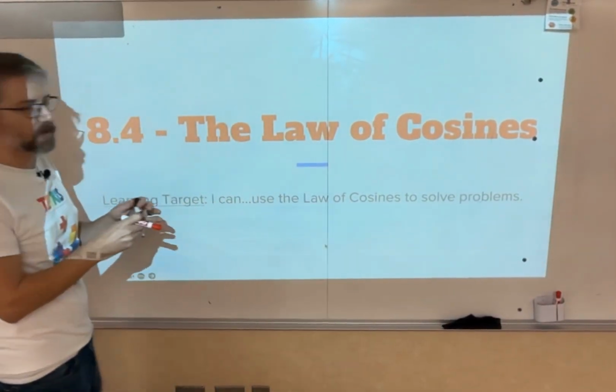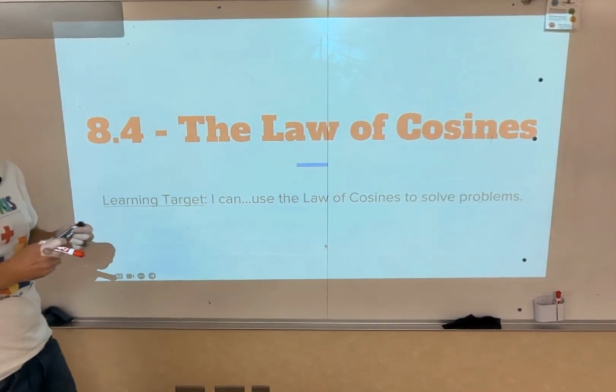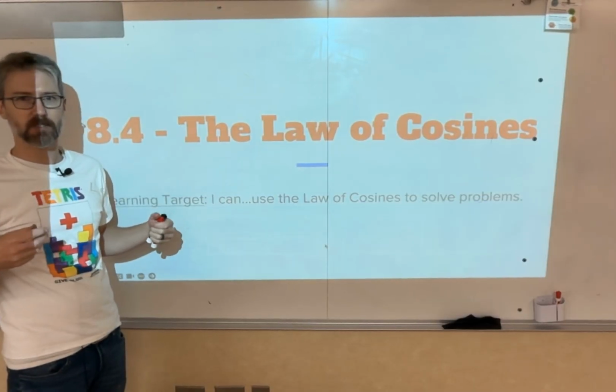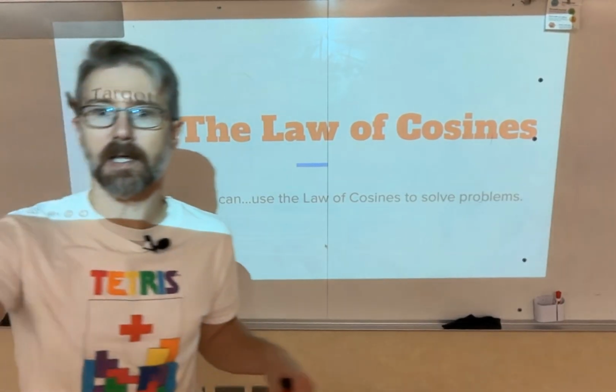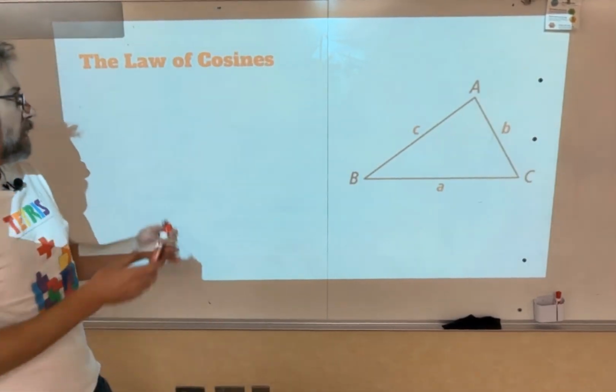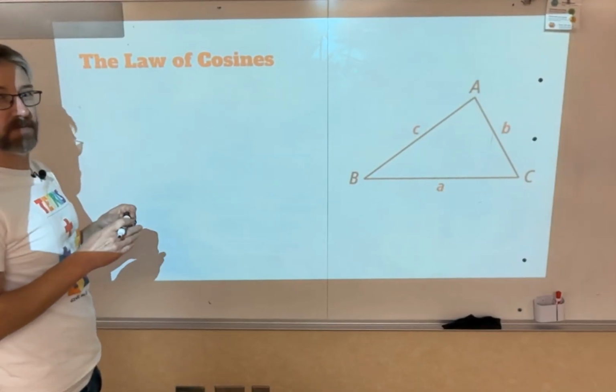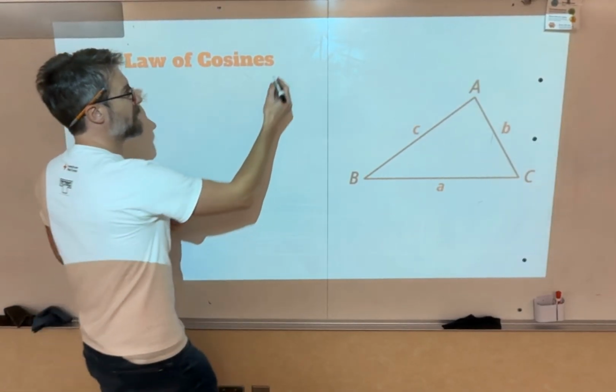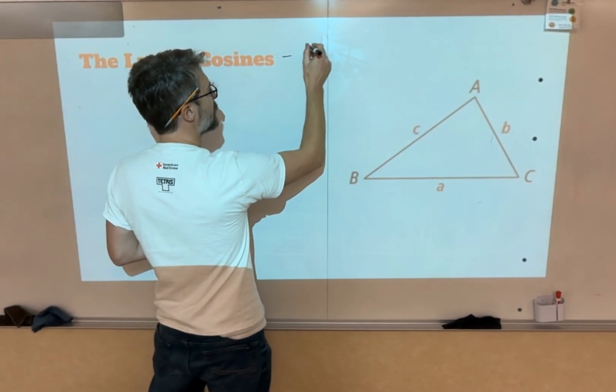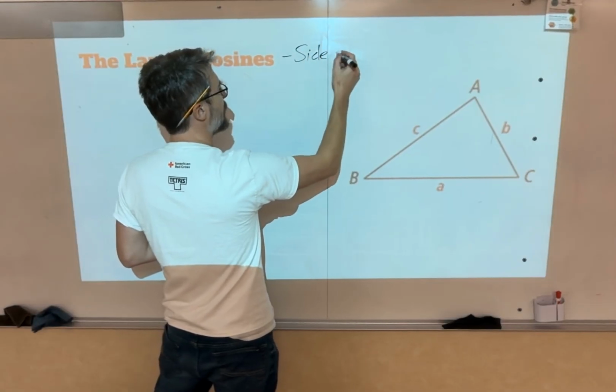This is 8.4, the law of cosines. In this video, we're going to talk about the law of cosines and use it to find some missing side lengths. All right, we're going to have two versions of the law of cosines, and this is the version that we were going to use for side lengths.